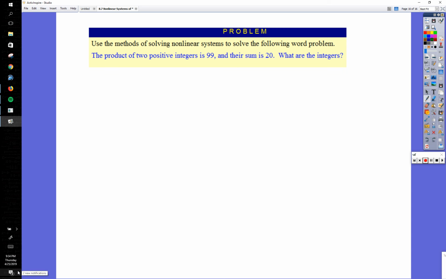And what we need to do is write the system of nonlinear equations here. So it says the product, which means multiplication, of two positive integers. Okay, so integers are our counting numbers, so no fractions, no decimals. So the product of two of these, and I don't know what two they are, equals 99. So I'm going to be multiplying two things. I don't know what they are, so let's call them x and y. But I'm going to multiply those two things, and the product should be 99. This is going to be my equation 1.